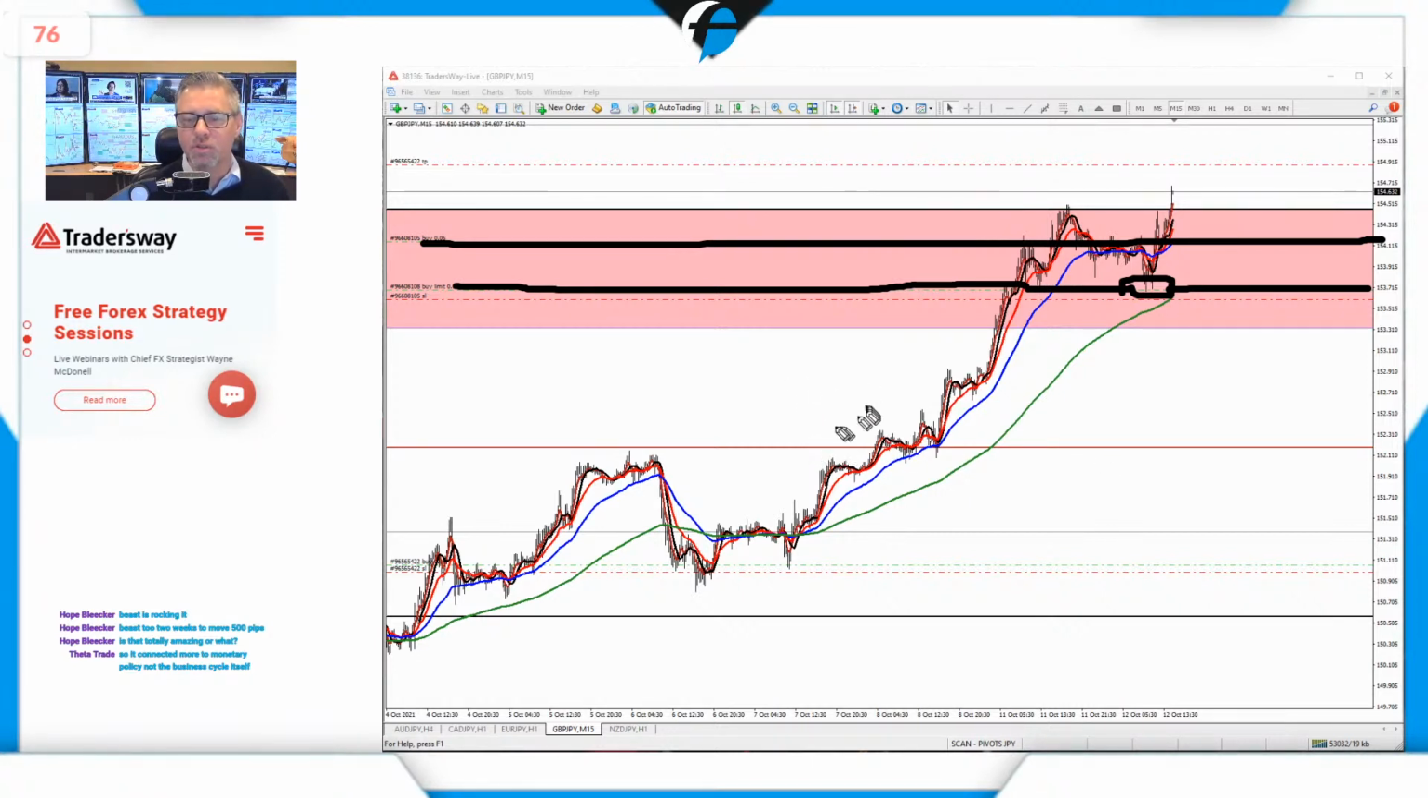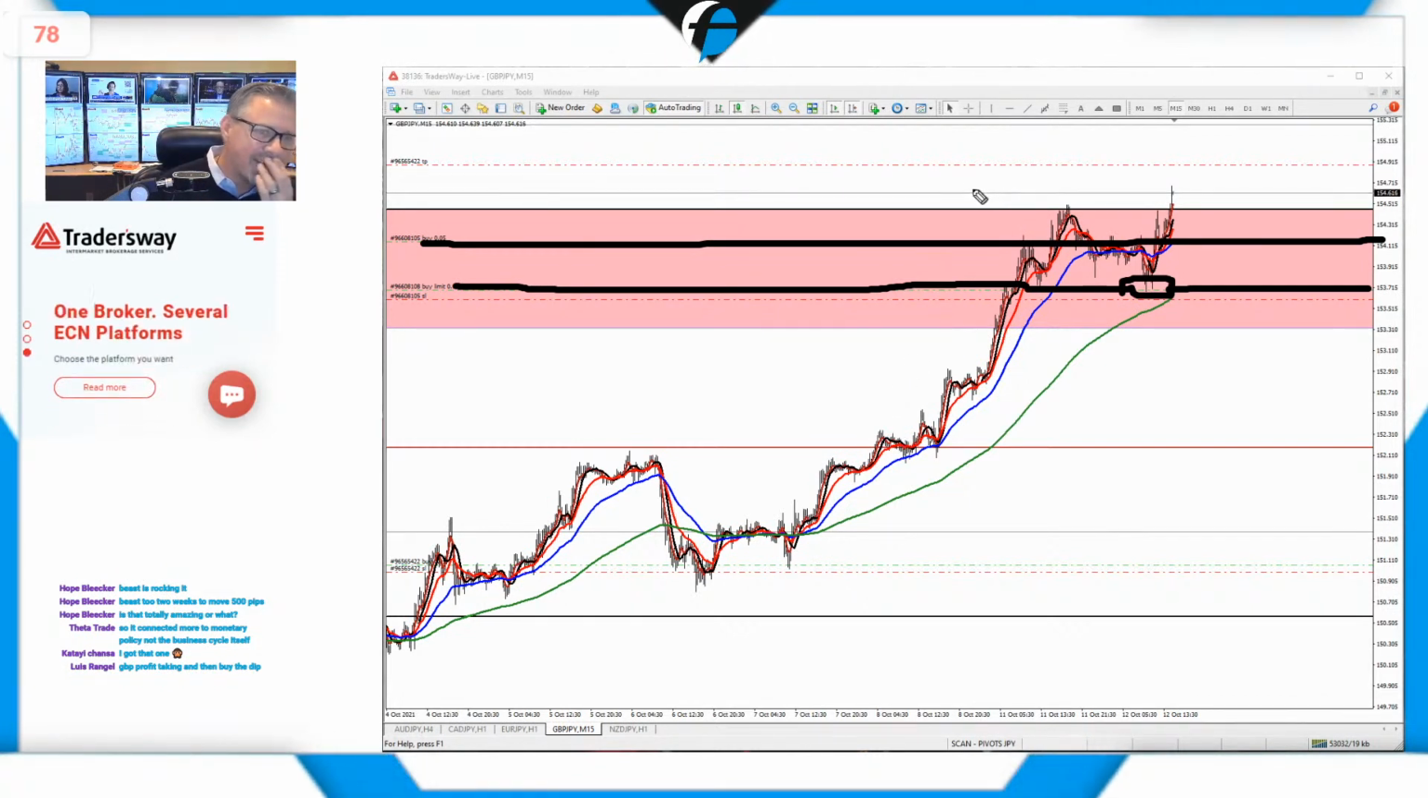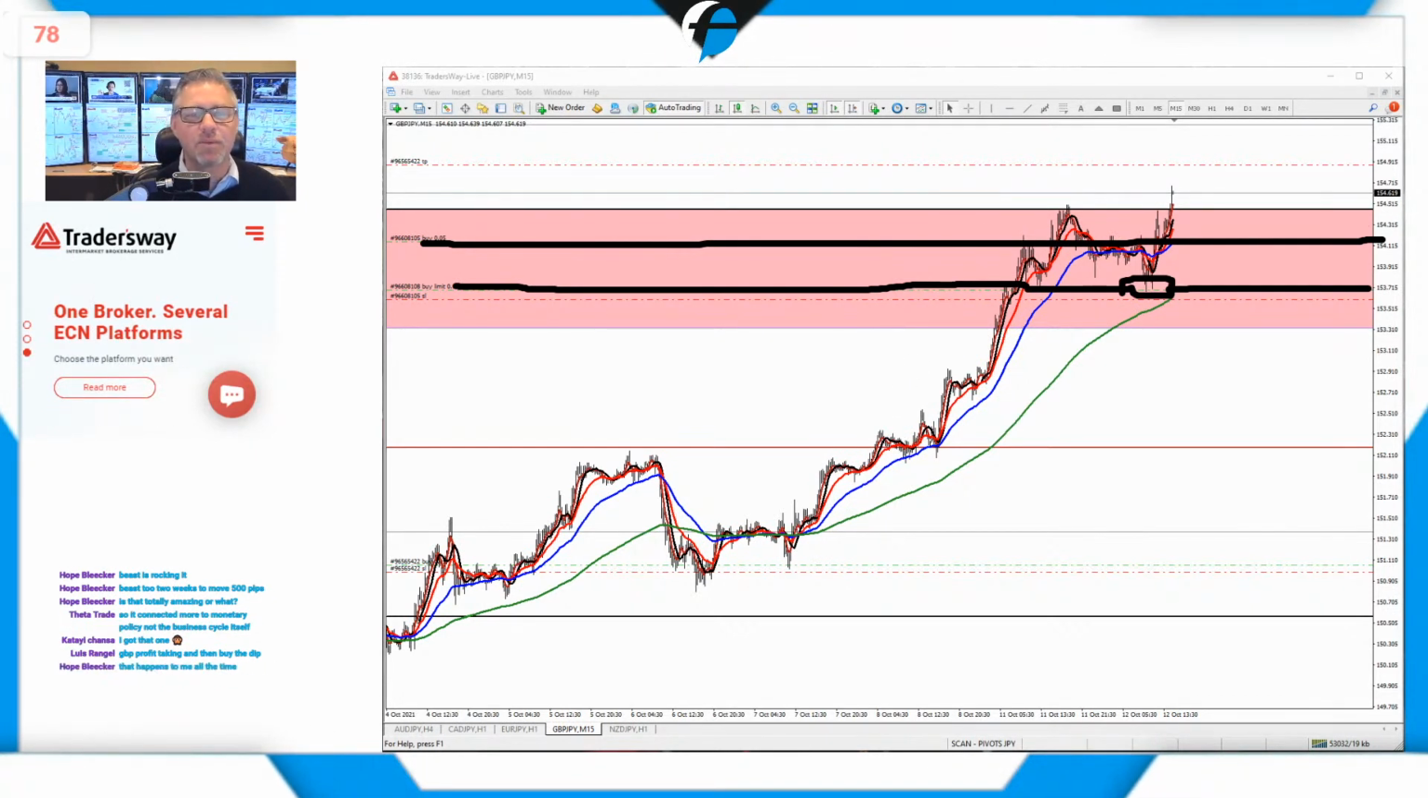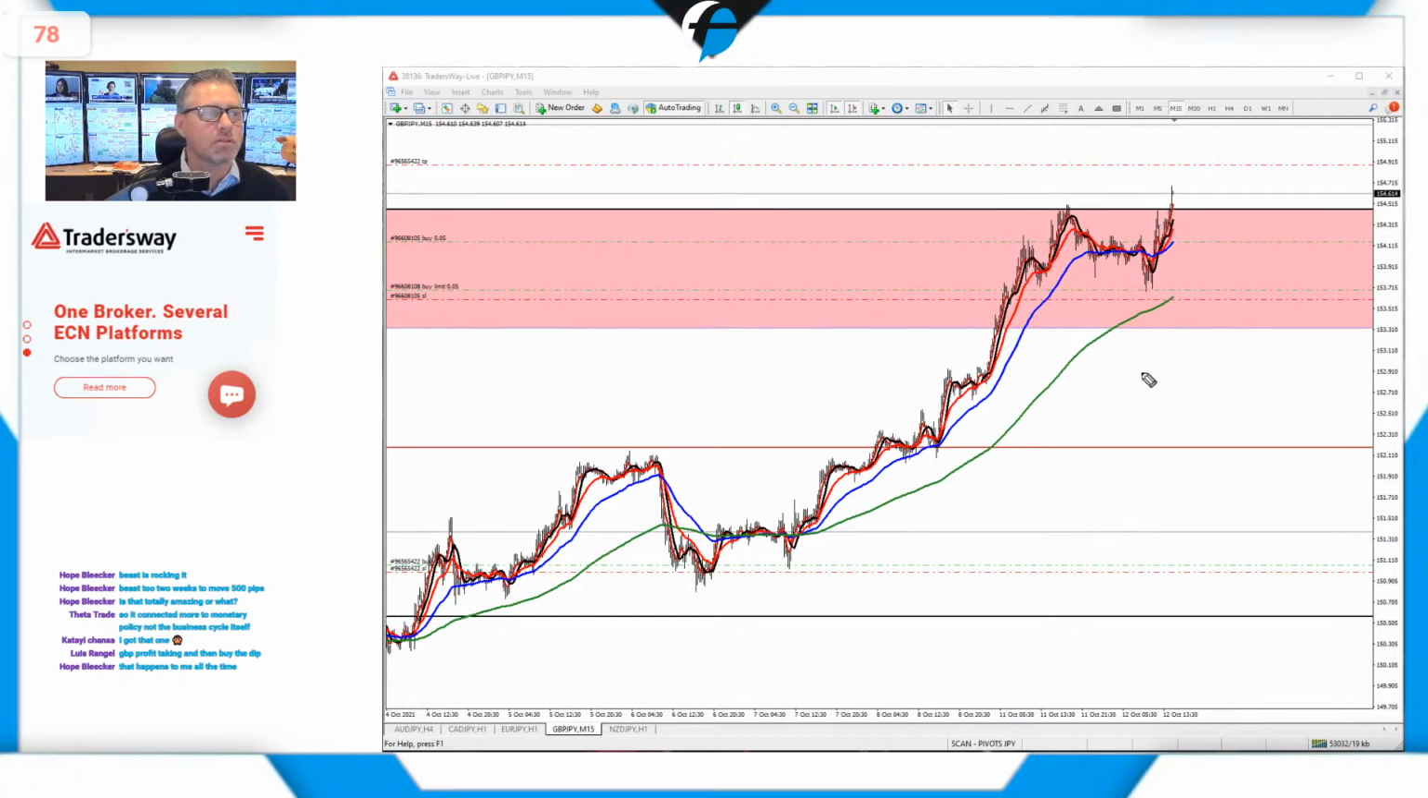Now, Theta says, oh, so it's connected more to the monetary policy than the business cycle itself. Well, they're related. Monetary policy is because of the business cycle. So anyways, look at that. It actually touched it, but didn't put it in. But anyways, I'm making money, so it doesn't matter.